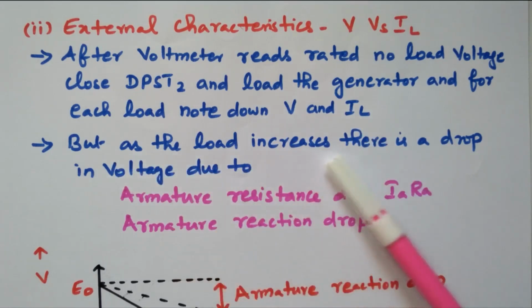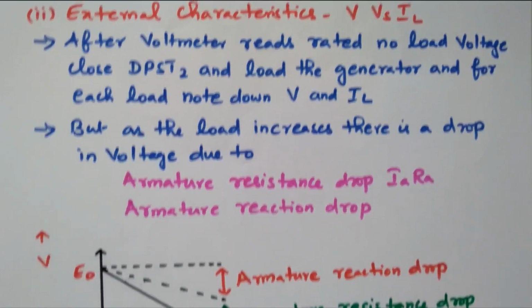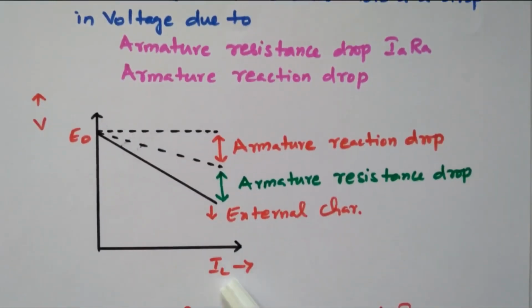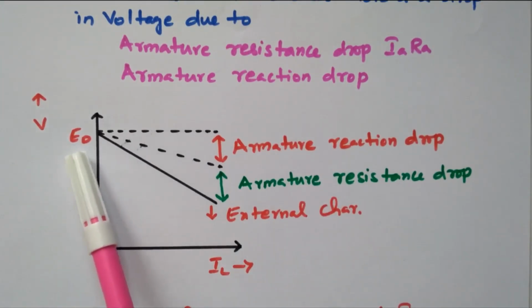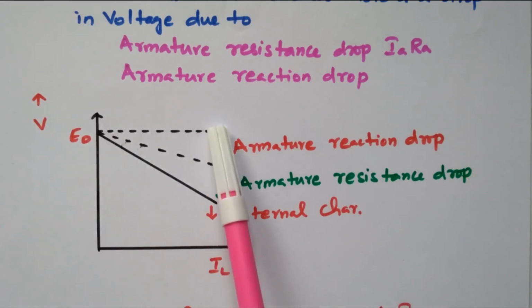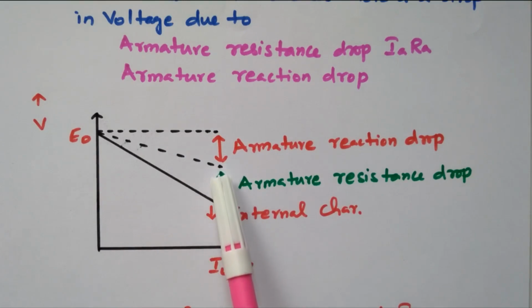But as the load increases, there is a drop in voltage due to armature resistance drop IaRa and armature reaction drop. Then we'll see the diagram. The graph is drawn between load current and terminal voltage, IL and V. This is the no load EMF, the no load characteristic, right. Due to armature reaction, the voltage reduces. This line is called the internal characteristics, right. Thereafter, armature resistance drop is there, so the voltage reduces further. This is called the external characteristics.